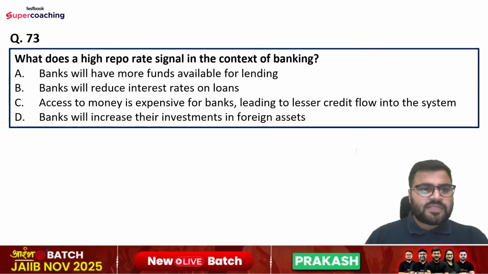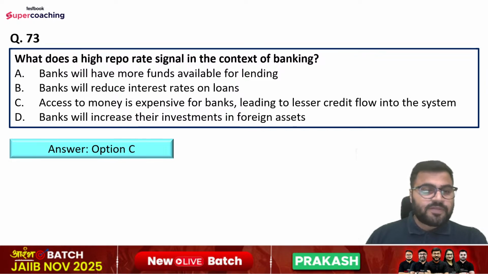Question number 73. What does a high repo rate signal in the context of banking? Banks will have more funds available for lending. Banks will reduce interest rates on loans. Access to money is expensive for banks, leading to a lesser credit flow into the system, or banks will increase their investment in foreign assets. So right answer is option number C.